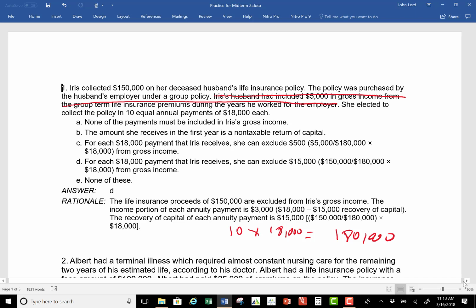$180,000. Meanwhile, if she had just taken the money up front, she would have collected what? Just 150,000. So there's an interest component in there, right? And remember, the interest component is taxable, right? As we look at the payment, we have to answer this by using this formula. For each $18,000 payment she receives, she can exclude the principal part of that and pays tax on the interest component. So she'll have to pay tax on the remaining amount, whatever that comes out to.